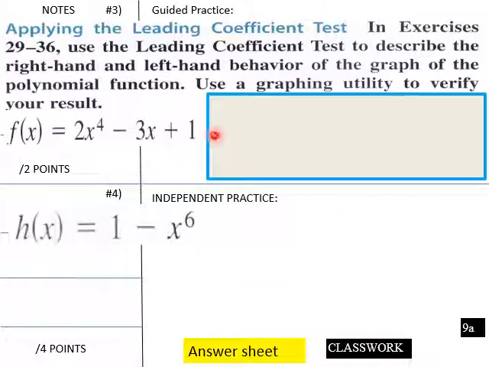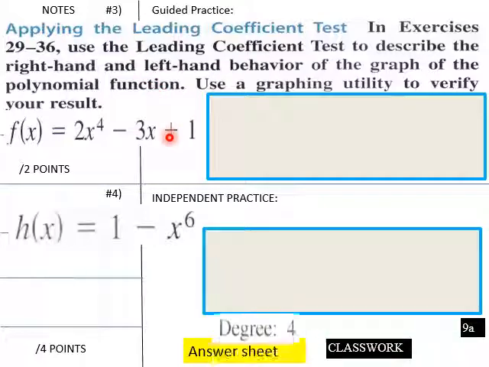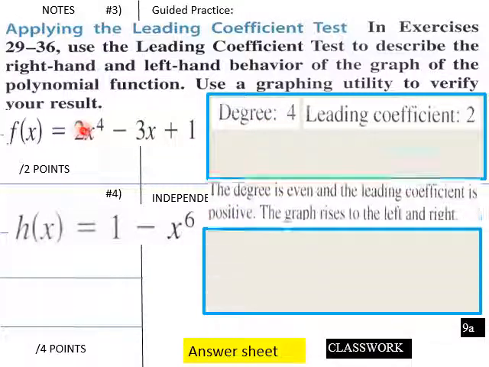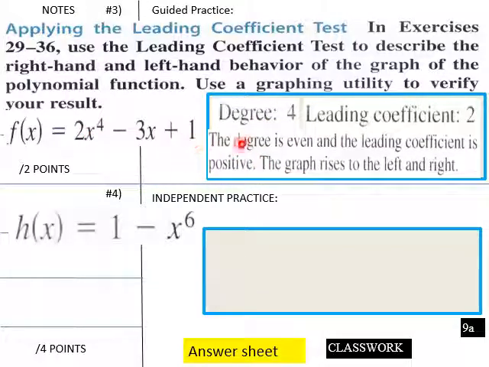Okay, so for number 3, it has a degree of 4. Here's our degree. The leading coefficient is 2. Degree is even, and the leading coefficient is positive. Therefore, the graph rises to the left and the right. So it kind of has a bump in the center, and both sides of the graph lead in a positive direction.